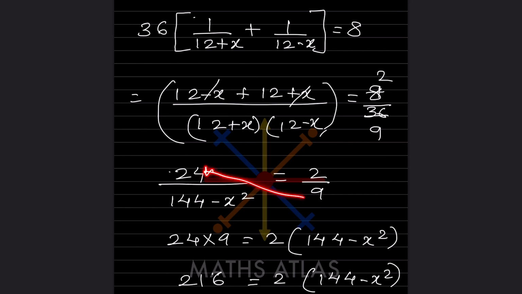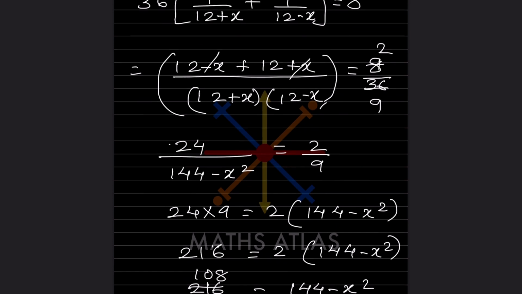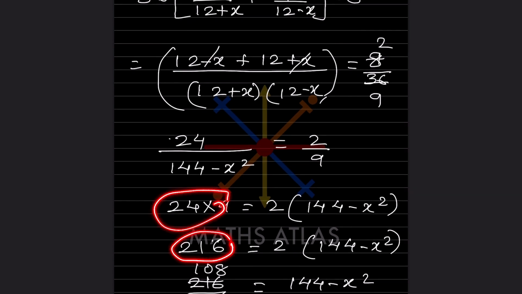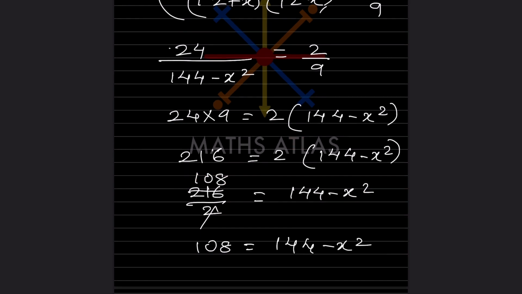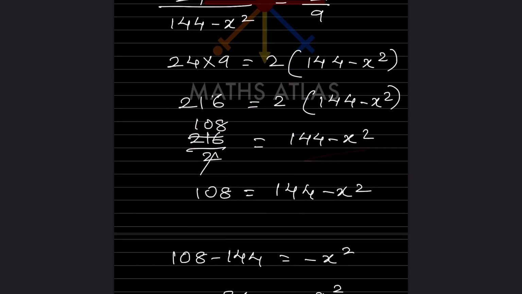Cross multiply. So 2 into 144 minus x square. So this is going to be 216. Now let us take this 2 on this side. This is multiplication, so this is going to get divided. So that is going to be 108 is equal to 144 minus x square.